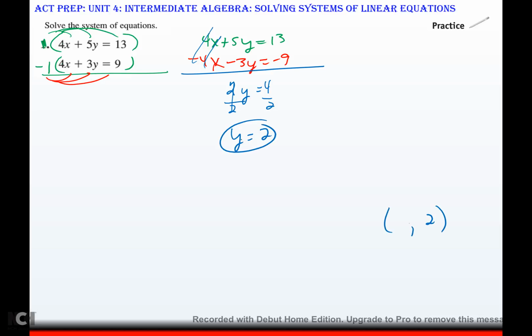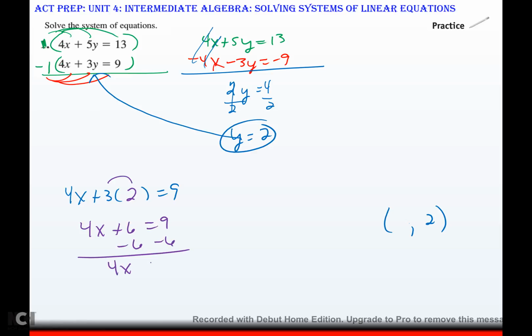To get the other half, you're going to substitute it in. So I have 4x plus 3 blank equals 9. I'm going to fill in the blank with a 2 and simplify. 4x plus 6 equals 9. Subtract 6. I get 4x equals 3. Divide by 4, and I get x equals 3/4. So my solution is 3/4, comma 2.